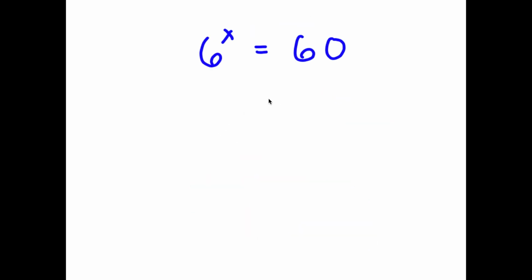Alright, so in this problem, I have 6 to the power of x is equal to 60. So I'm going to first start by taking the log on both sides. So I have log 6 to the power of x is equal to log 60.